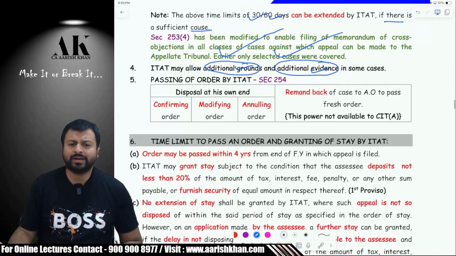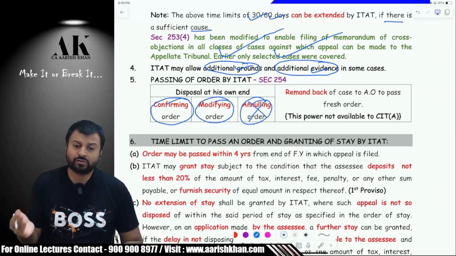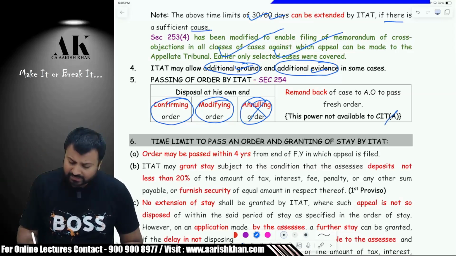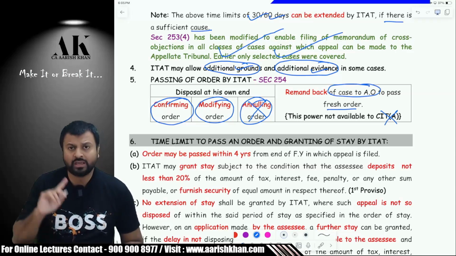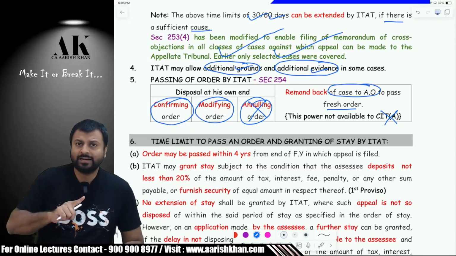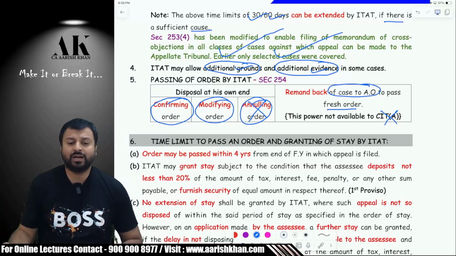Now, what is the scope of ITAT's order? ITAT may confirm the order of the previous authority. It may modify the order of previous authority, or it may annul, that is cancel, the order of previous authority. And one more power is there with ITAT, which is not there with CIT appeal or JC appeal. That is, ITAT can remand back the case to the AO for fresh assessment. The ITAT can remand back the case to AO and tell the AO that you have to do the fresh assessment under the income tax law.